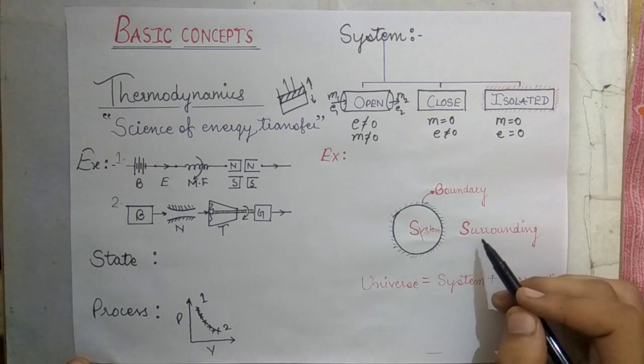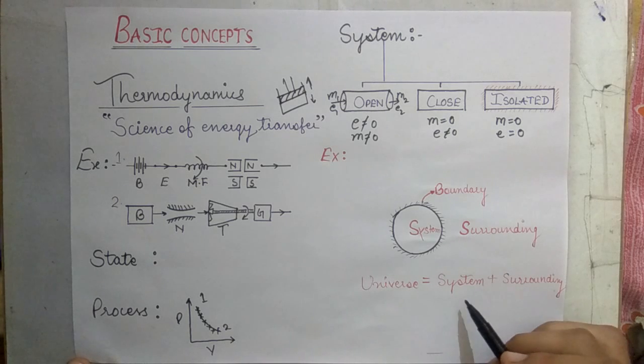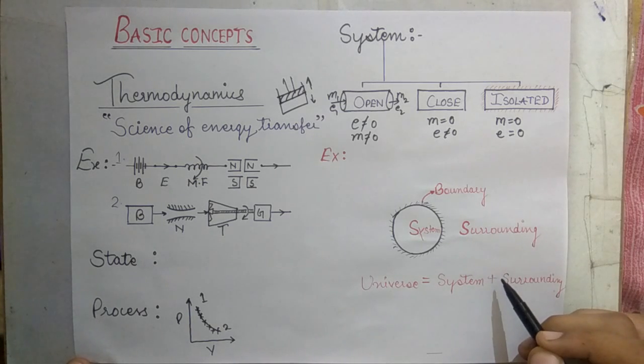Surrounding: everything external to the system is known as surrounding. System and surrounding together make the universe. So that's all.